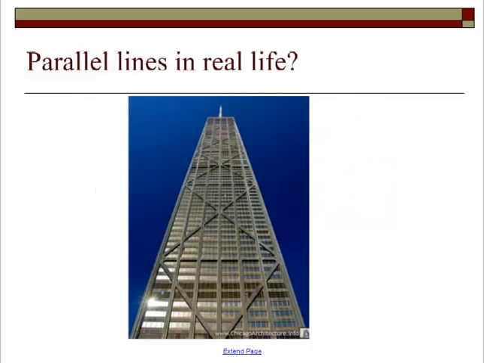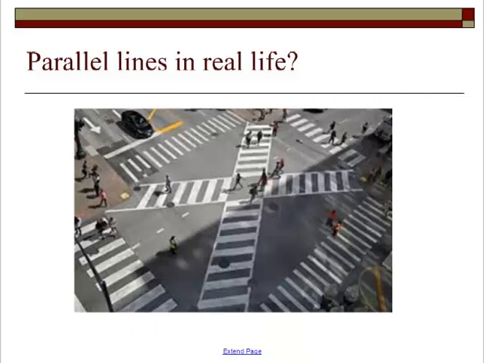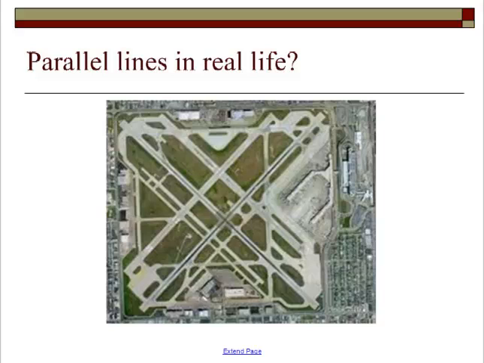So in real life, where do we see parallel lines? Take a look at the John Hancock Tower. Those lines going straight up and down are parallel. We also see them in crosswalks. You also see them at O'Hare. These are the runways at O'Hare. It seems very safe for them to be crossing. But parallel lines here, parallel lines here.